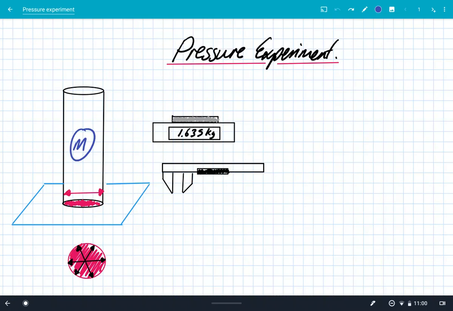Hey, what's up? We're going to look at how we measure the pressure of an object that's on a surface. This is a really simple experiment, and it's one that shows a really good way to work through questions in an exam.